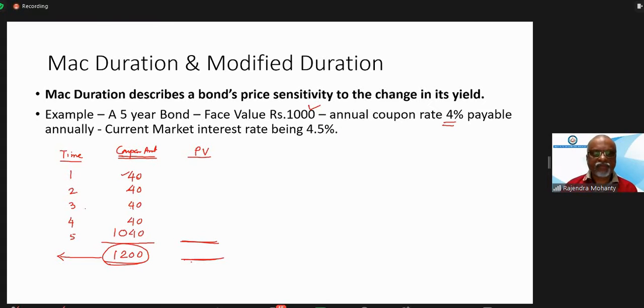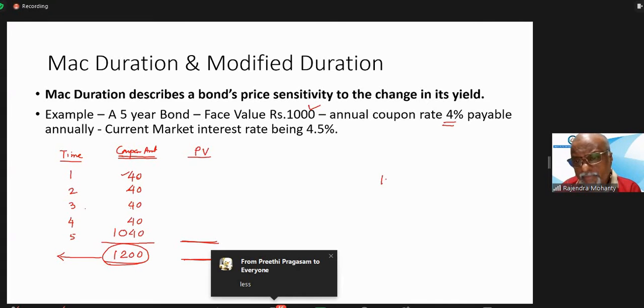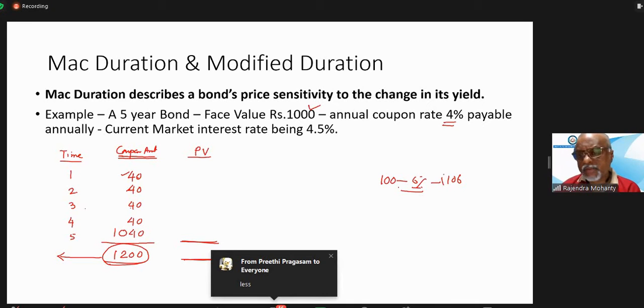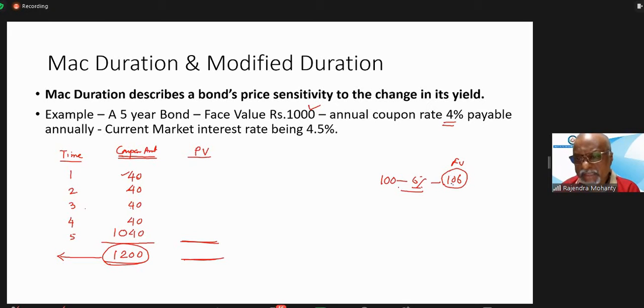Clear? Because 40 rupees is after 1 year, so today this value will be more or less? Just simple logic. Always less, because if you invest 100 rupees today where 6% interest is available, after 1 year it becomes 106. So 106 is the future value. So present value is always less. We have to come to the present value, so present value will always be less than 40.